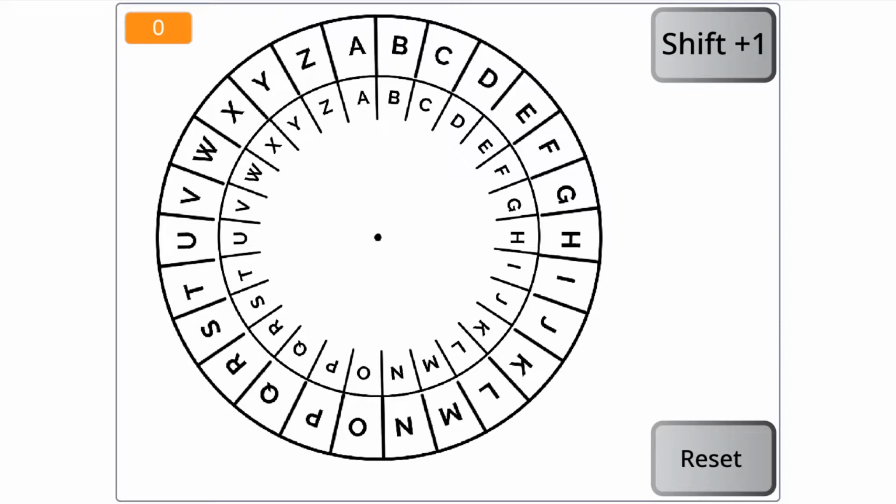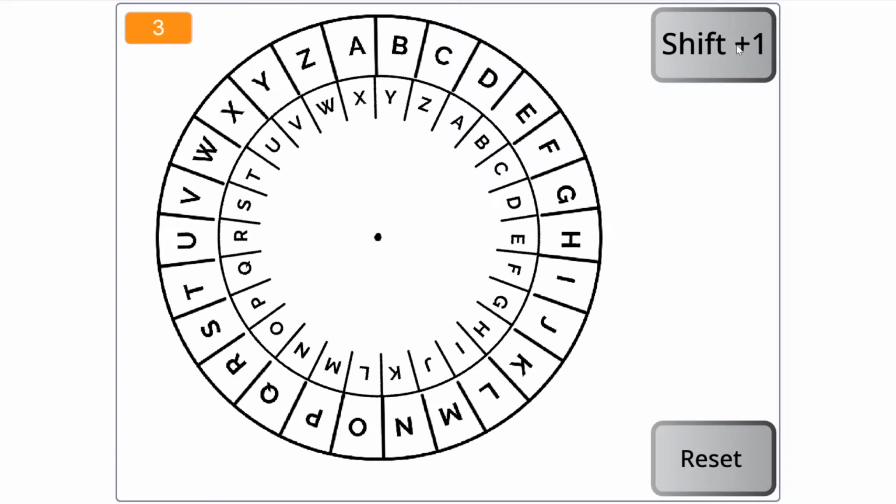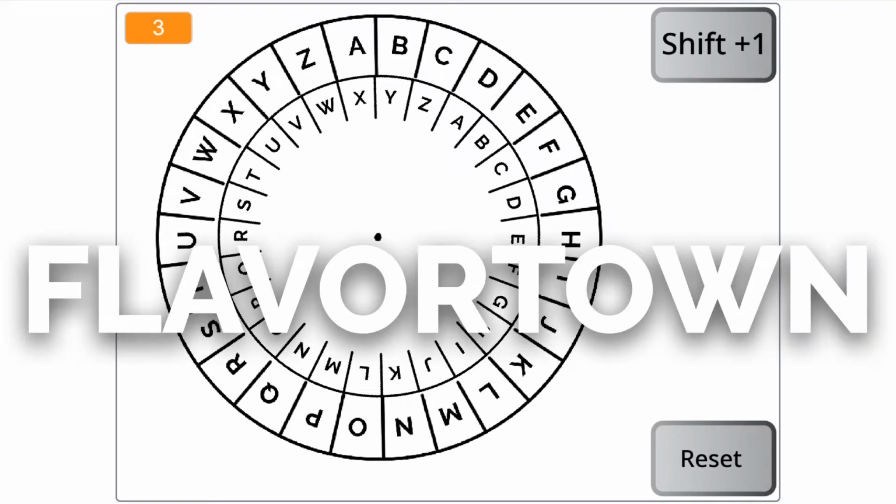The cipher is made of two wheels, the outer wheel with a complete alphabet that stays still, and the inner wheel with a complete alphabet that spins. The alphabets are perfectly aligned right now, so if we were to use it to spell a secret word, it would still be in plain English. But if I click Shift 3 times, 1, 2, 3, you can see that the alphabets are no longer aligned. I'm going to show you how to use this to spell the word Flavortown in a secret code.